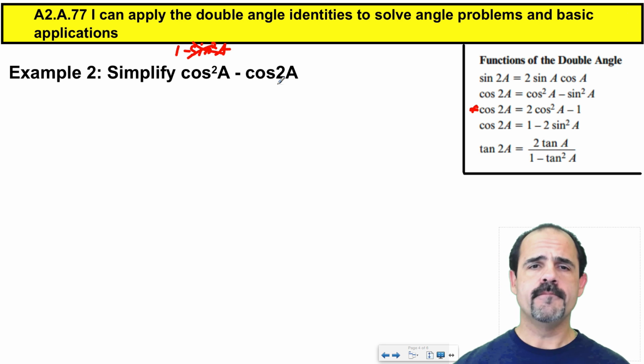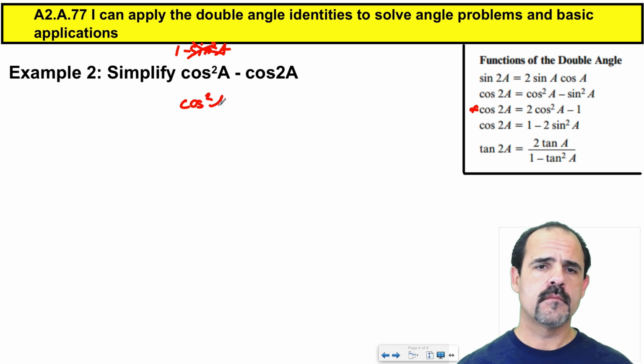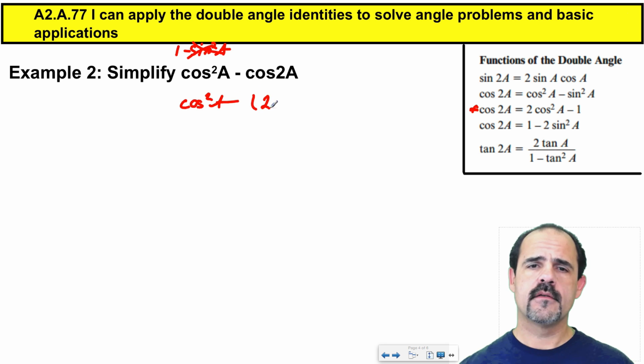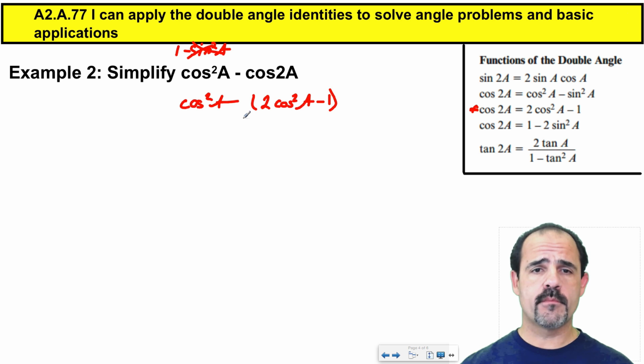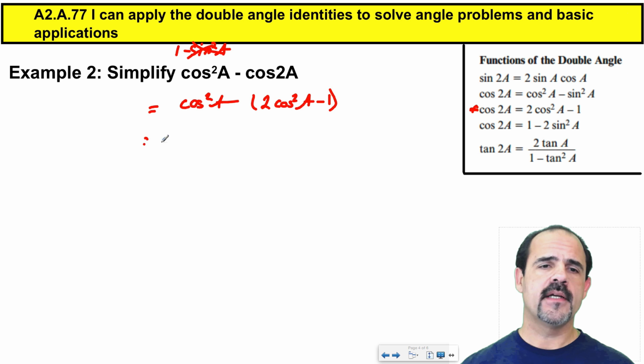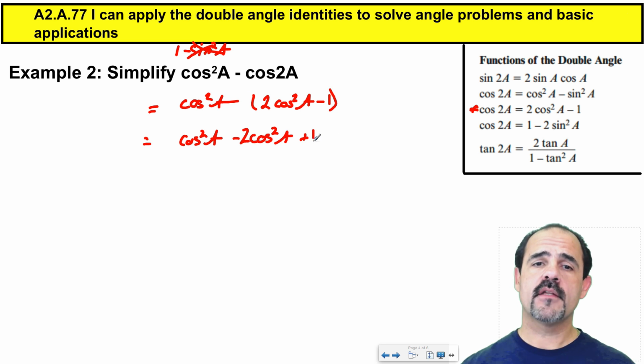So the cosine squared of a minus cosine of 2a can be rewritten. And instead of cosine of 2a, it's going to be minus 2 cosine squared of a minus 1. Make sure you put parentheses around it. So write yourself a little note if you need to. Don't forget parentheses. And we're going to distribute the negative to both. So my next line can be the cosine squared of a minus 2 cosine squared of a minus negative 1 is going to be plus 1.